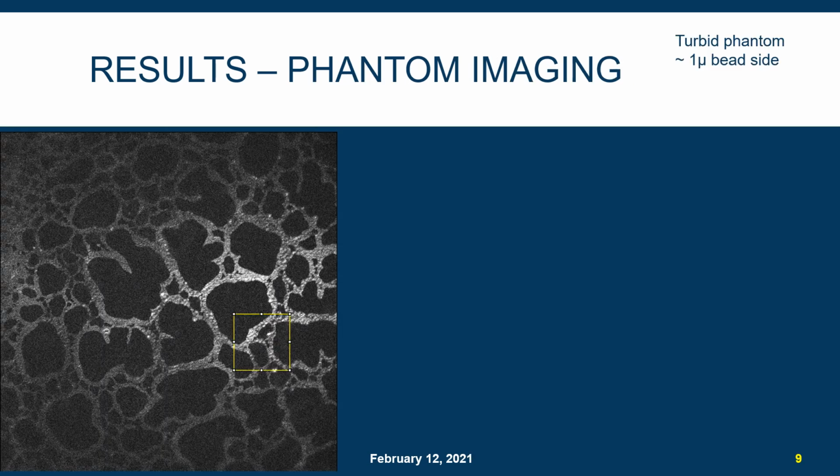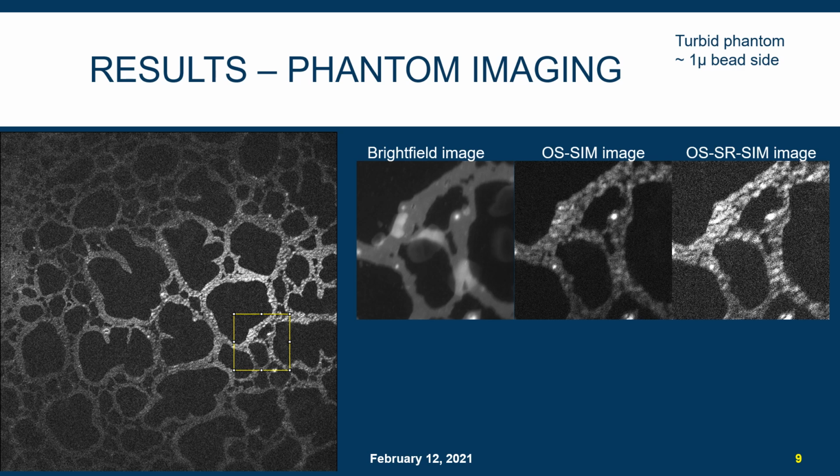After resolution quantification, we imaged a turbid phantom with fluorescent beads of approximately 1 micrometer in diameter. Turbid phantoms represent a good model for thick tissue samples. For better analysis and comparison, we concentrated on a small area indicated by a yellow square. If we zoom into that area in wide field, optical sectioning SIM and optical sectioning super resolution SIM, we can see that the first 2 modalities cannot resolve separate beads.